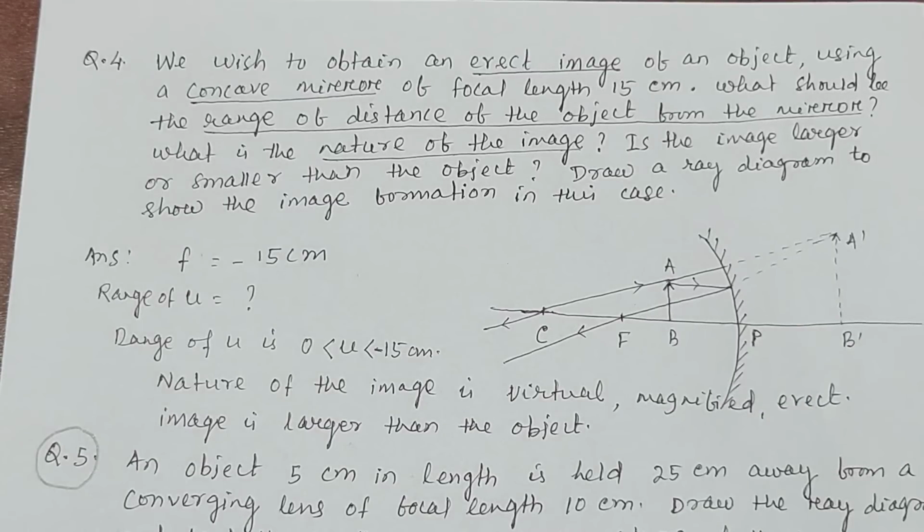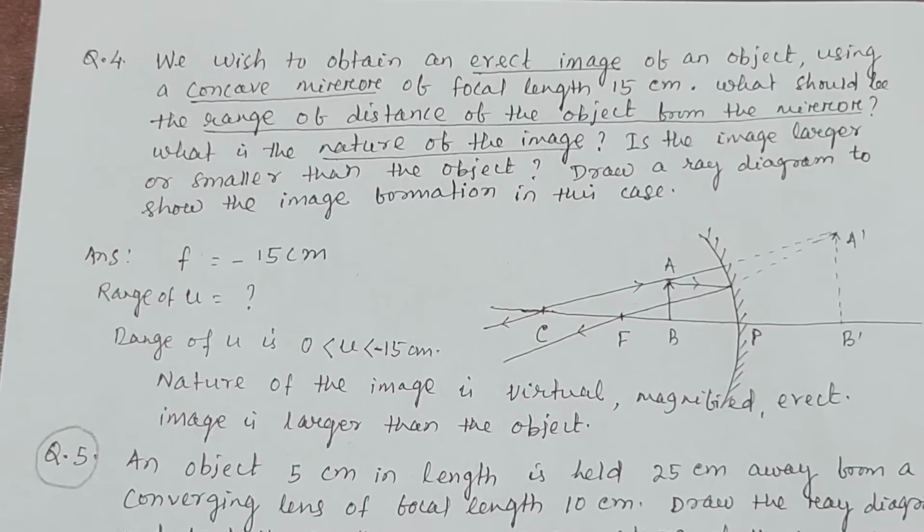Next problem. We wish to obtain an erect image of an object using a concave mirror of focal length 15 centimeter. What should be the range of distance of the object from the mirror? What is the nature of the image? Is the image larger or smaller than the object? Draw a ray diagram to show the image formation in this case.